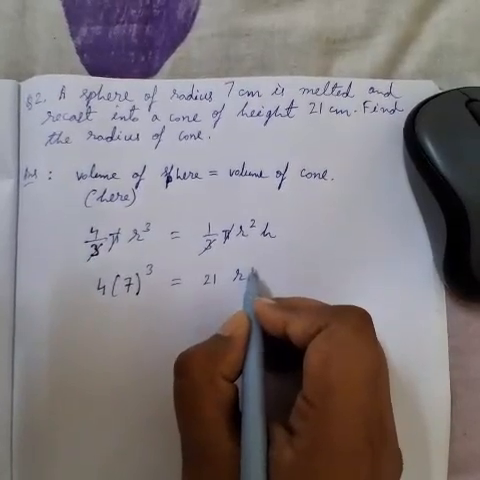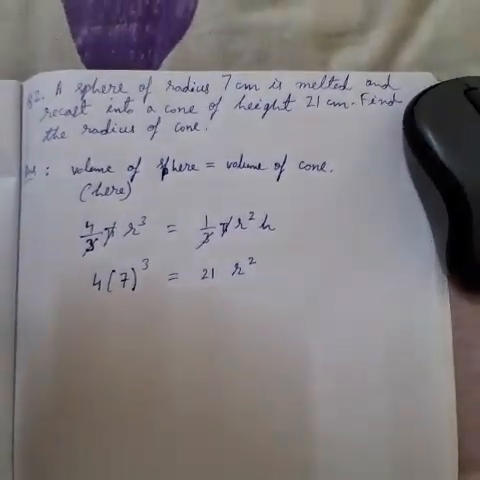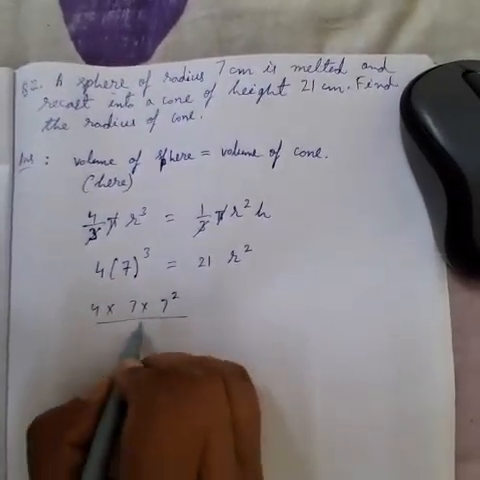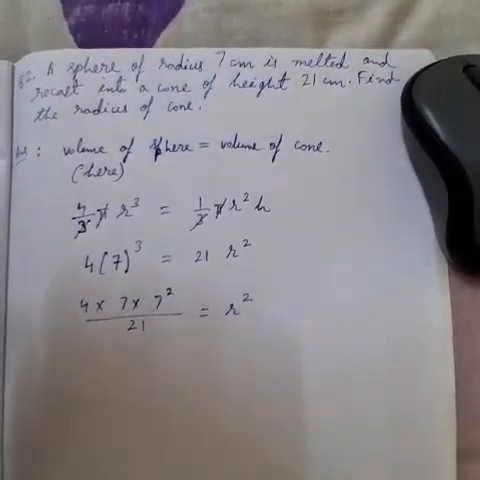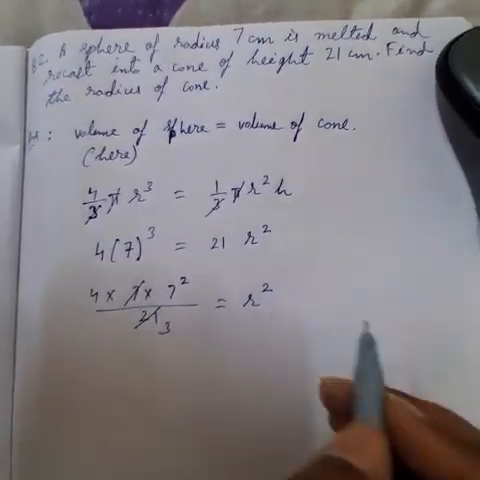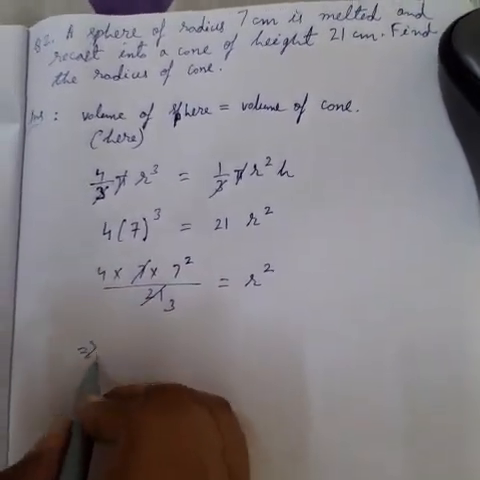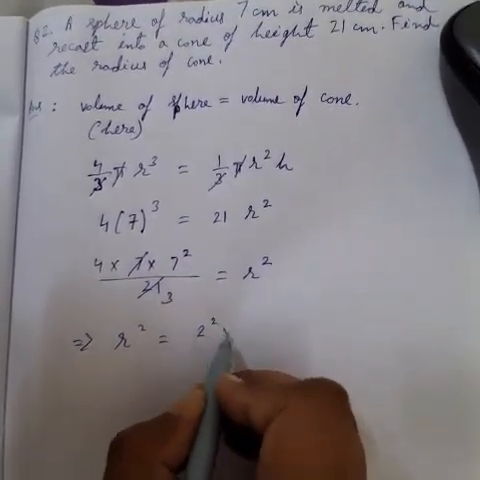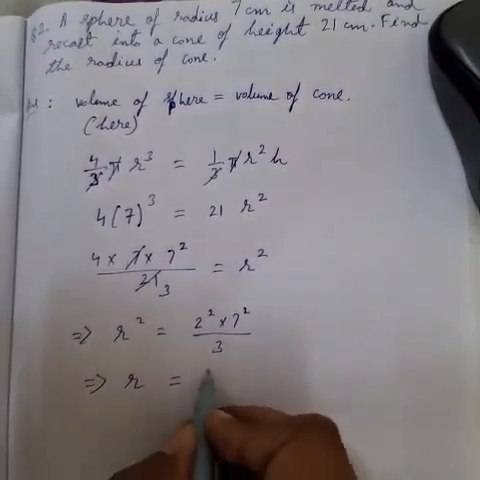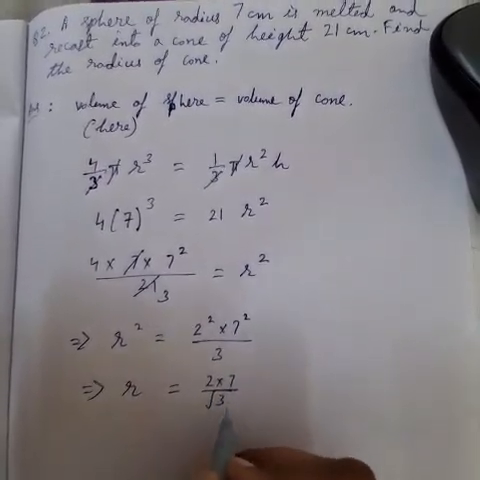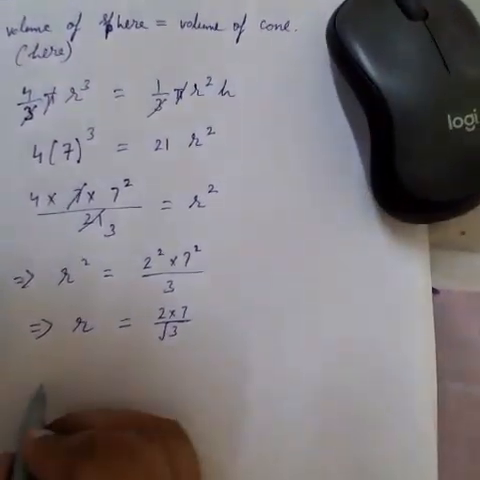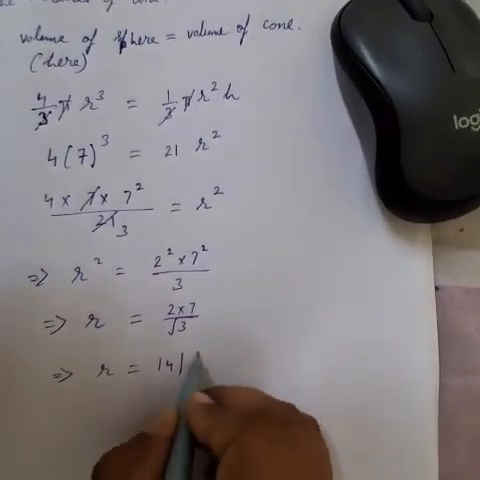Now we can write 4 into 7 square by 21 equals r square. Now we know r square equals 2 square into 7 square by 3. So we can write r equals 2 into 7 by root over 3, which equals 14 by root over 3 centimeters.